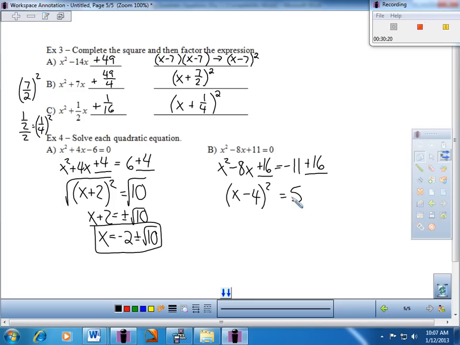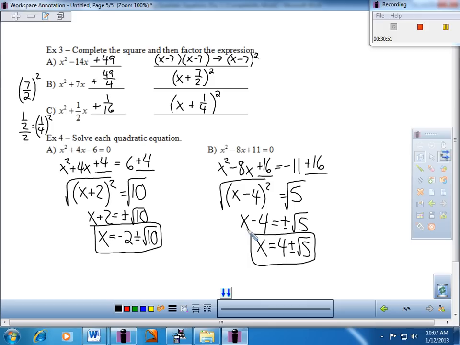Very, very user-friendly at this stage because all I have to do is undo the square, undo the minus 4, and I've got it. So square root, x minus 4 equals, don't forget the plus or minus, square root of 5, and how about we add 4 to both sides here, guys? And when I add 4, there's your winner. Two solutions, both irrational here, both work.